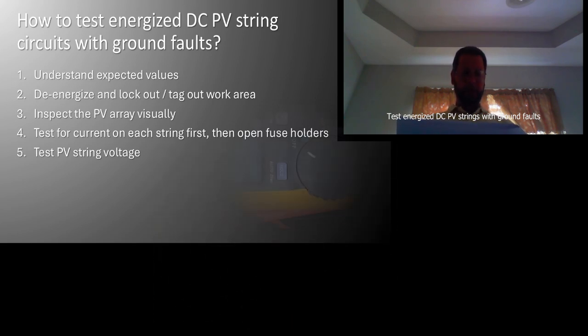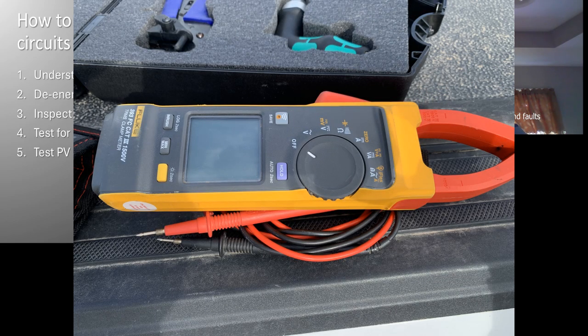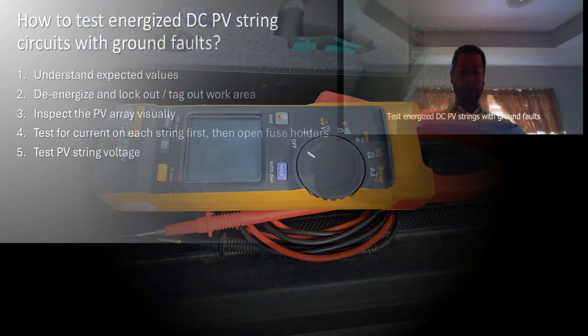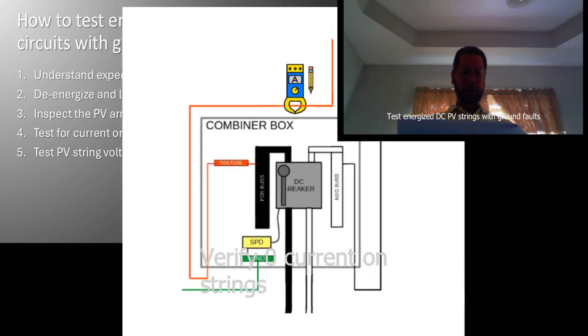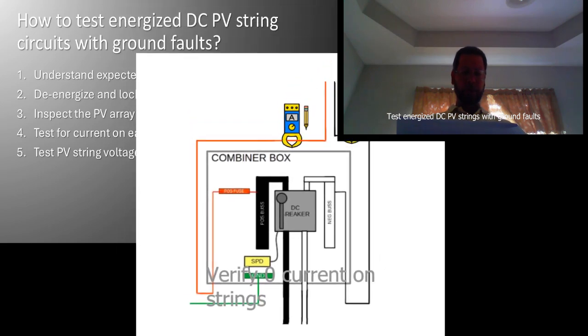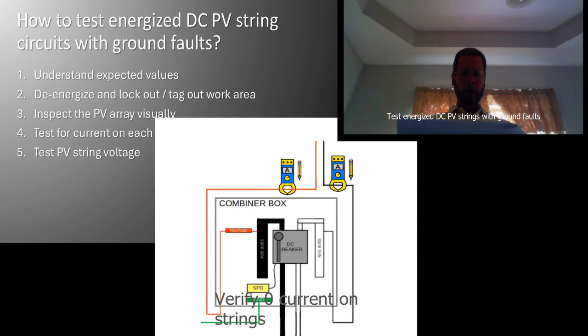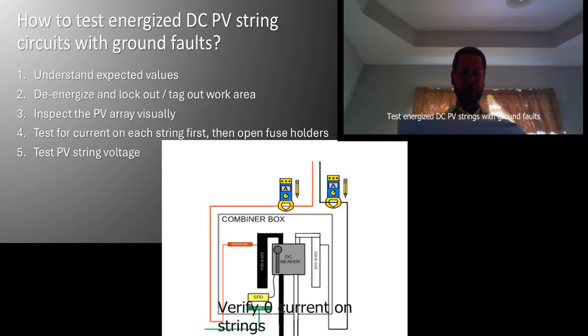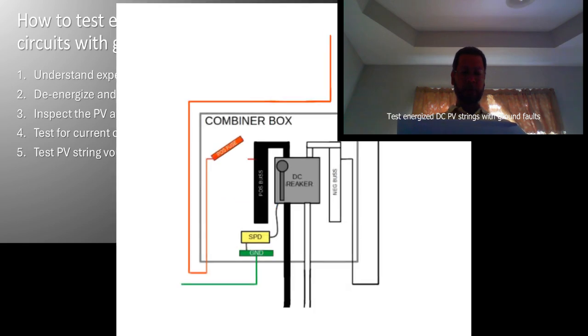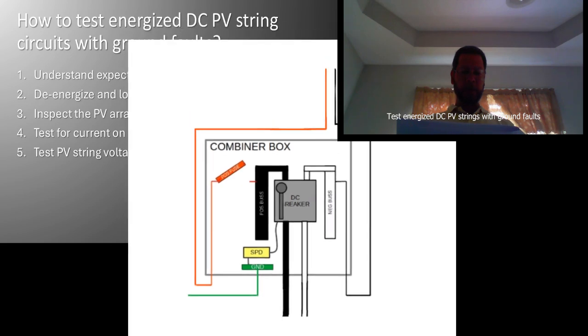Use a current clamp like the Fluke 393 FC solar clamp meter to verify the zero currents in each PV circuit string before opening the fuse holders. Verify that no current is present, then open the touch-safe fuse holders to isolate each PV circuit string.